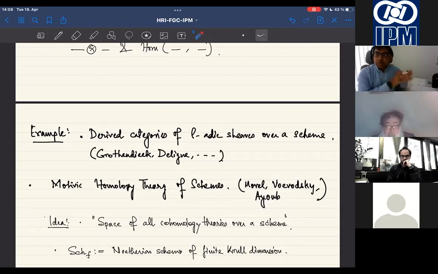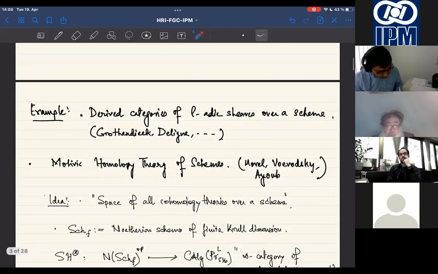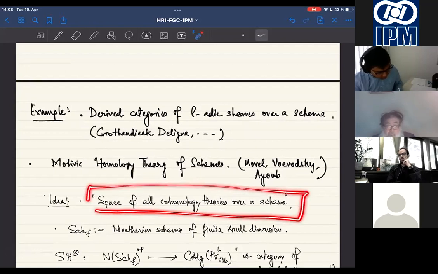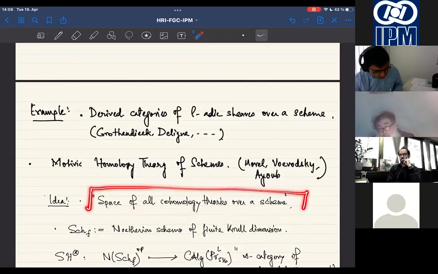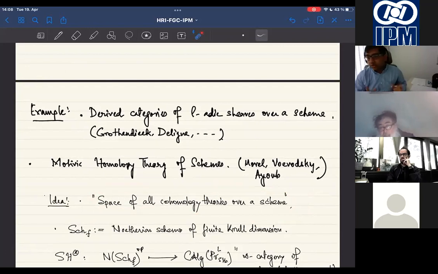And Morel and Voevodsky wanted to somehow incorporate that notion in the field of algebraic geometry. So that's what they did. The slogan is that Motivic homotopy theory should parameterize the space of all cohomology theories over a scheme. All cohomology theories means here some kind of nice cohomology theories. That means it will be an object or a space, whatever you prefer, whose points are the cohomology theories which you want to understand. So it's a space where all the cohomology theories interact with each other.